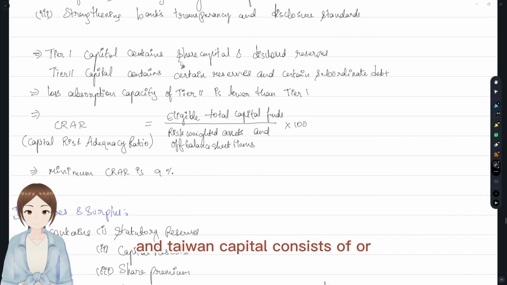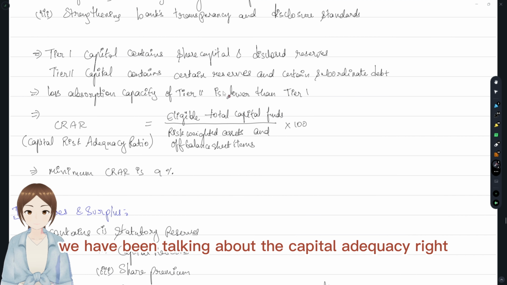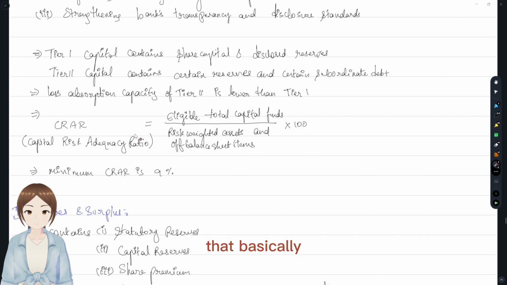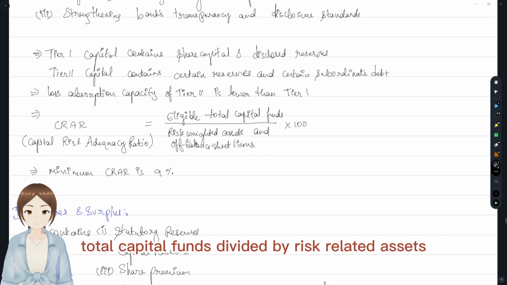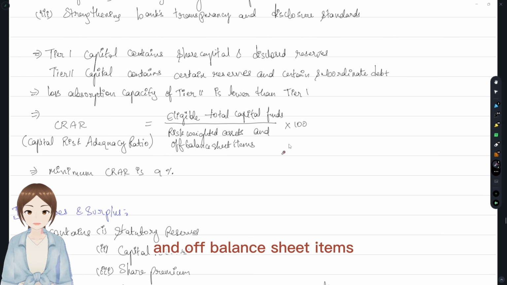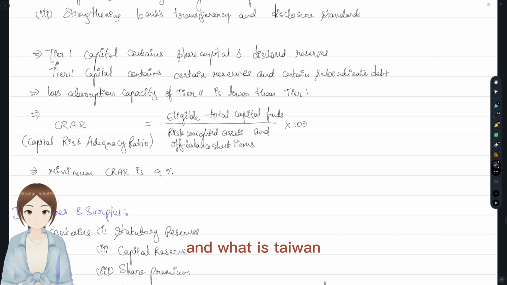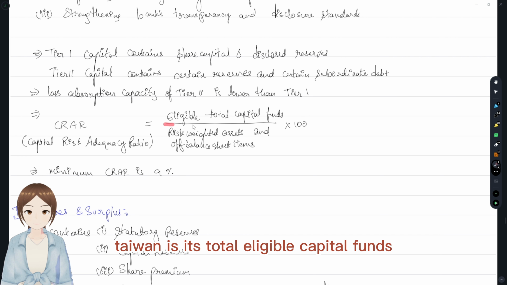And the capital consists of, we have been talking about capital adequacy, right? This is the capital risk adequacy ratio that the Basel III Accord is talking about. It is eligible total capital funds divided by risk weighted assets and off balance sheet items. The minimum capital risk adequacy ratio should be 9%. And total eligible capital funds is equal to Tier 1 plus Tier 2.